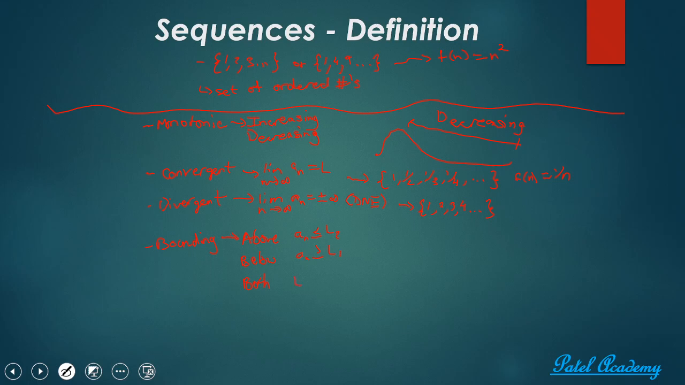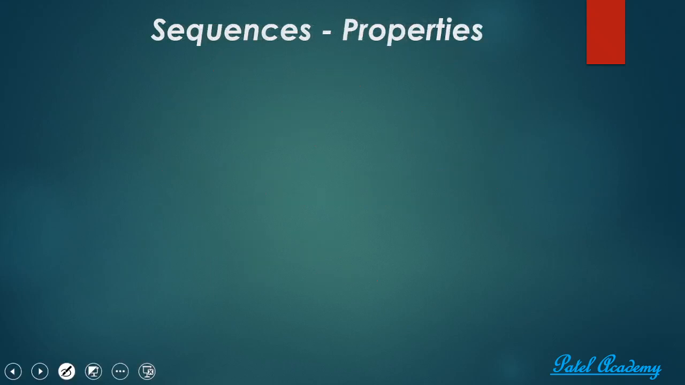And if it's both, that means that there exists L1 and L2 that bound the sequence on both sides. So both of the above things are true if it's bounded both above and below. And we can call that absolute bounding. Now, in terms of some properties of sequences, I'll specifically be talking about limits of sequences.